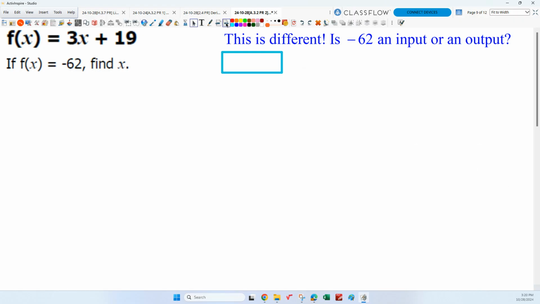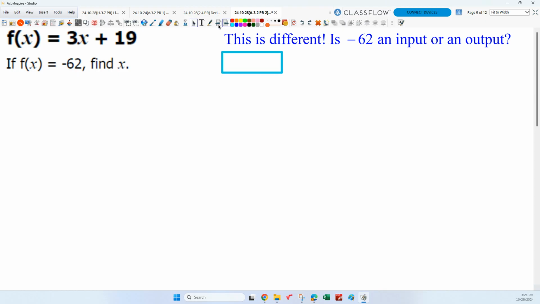Okay, kind of the opposite. Keegan, what am I doing this time? If they're telling me f of x equals negative 62, where am I plugging that in? Is that an input or an output number? Output. Okay, well, am I replacing the x? That would be an input if that were an x value, but it's not. It's an output. It's a value of f of x, right?